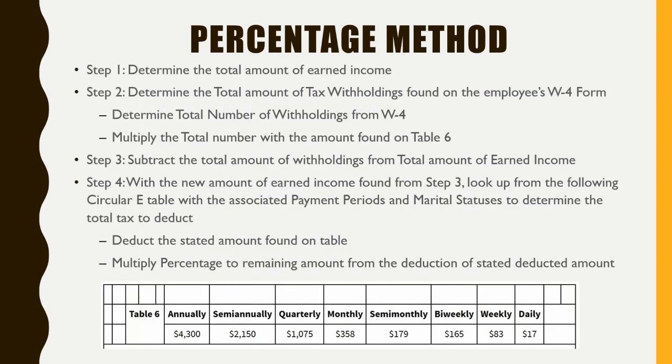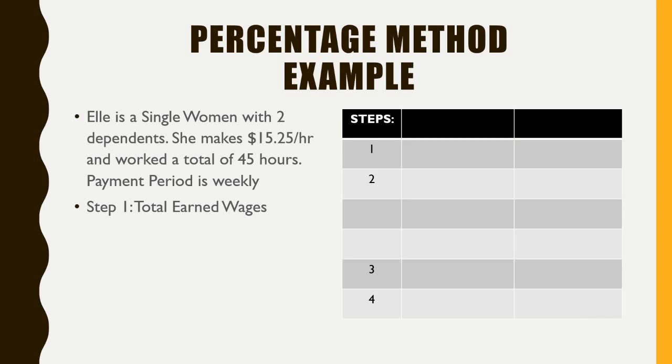So here are the steps in case you forget. Step number 1, we determine the amount of total earned wages that this person has accumulated. In this case, L is a single woman with 2 dependents, and she makes $15.25 an hour, and she worked a total of 45 hours this week. The payroll period is weekly.